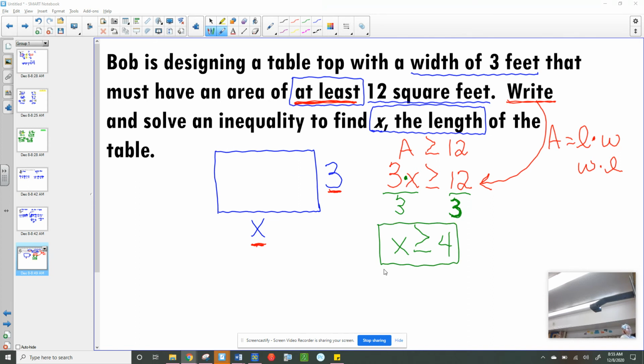So if the length was 4, he'd have an area of 12. Think about our number line. Here's 4. If the length was 4, his area would be 12. If the length was 5, his area would be 15, which is more than 12. So that would work for him. So from 4, including 4, everything to the right side.